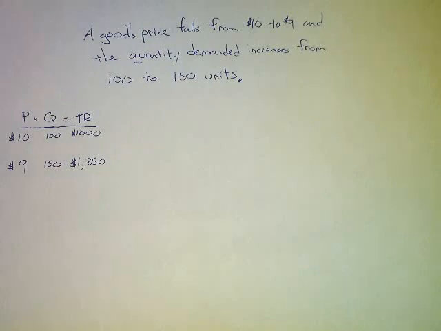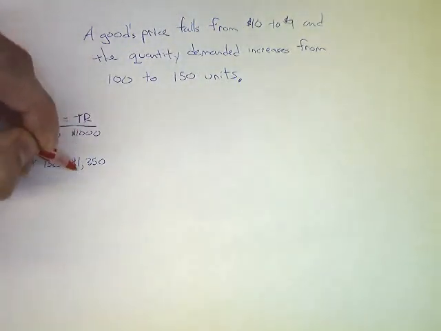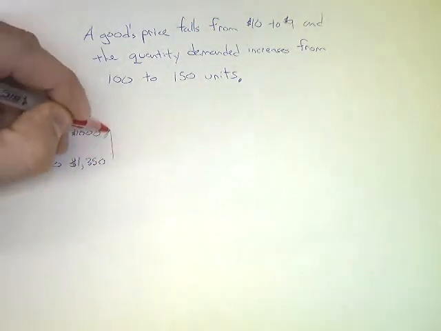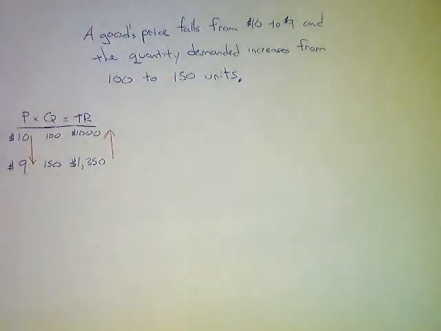So all we have to do at this point is take a quick look at the relationship between the price and the total revenue. As we go from 10 to 9, our price has fallen. If we look at our total revenue, from 1,000 to 1,350, that's gone up. And as we talked about before, when the price and the total revenue go in opposite directions, then the good is elastic. Just think of it as elastic, meaning they can stretch.